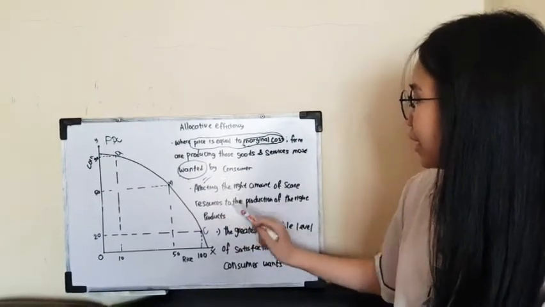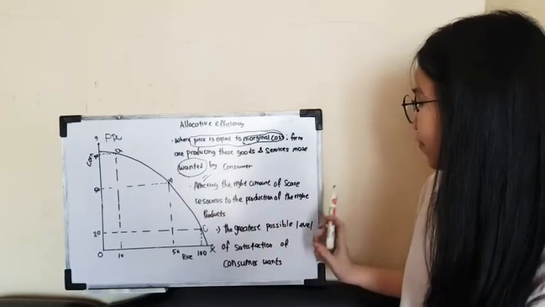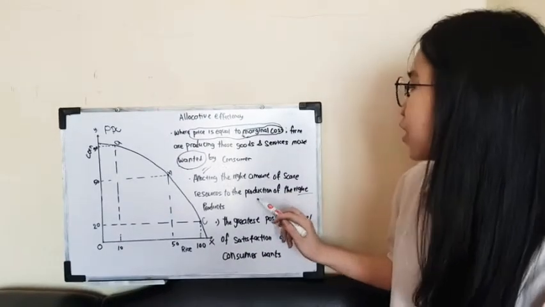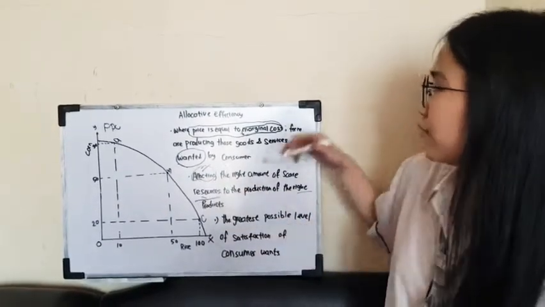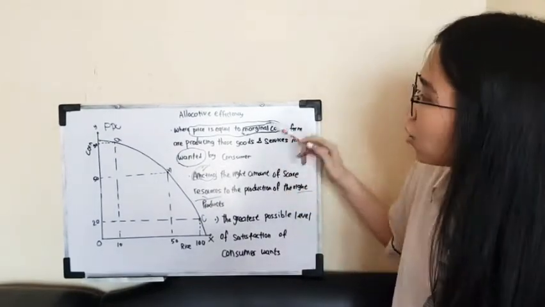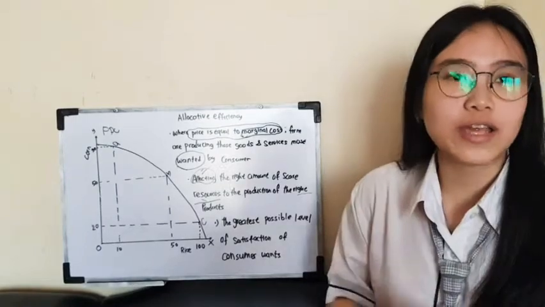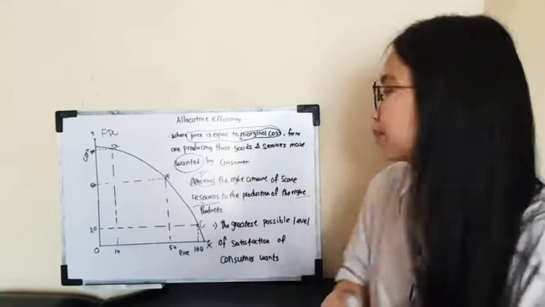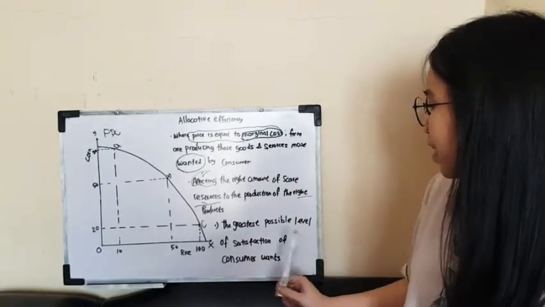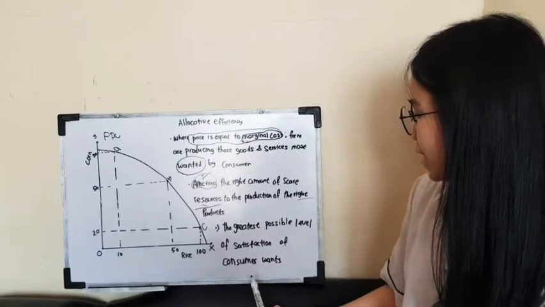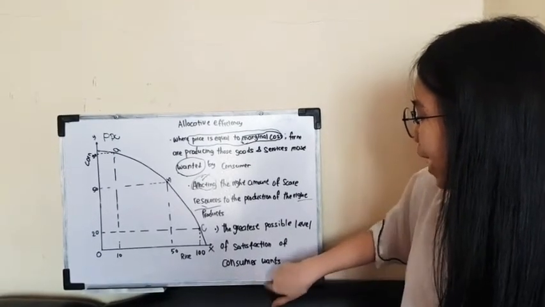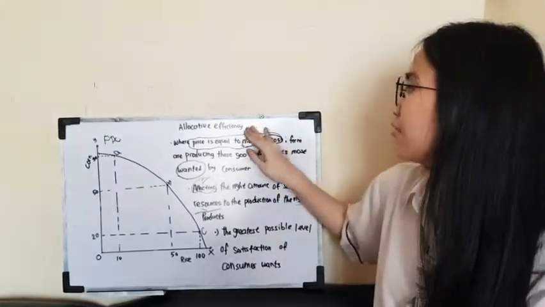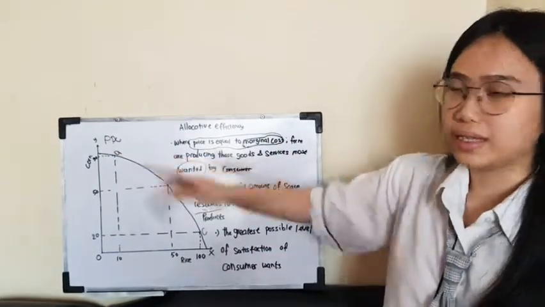Next point, allocating the right amount of scarce resources to the production of the right product. Just as I said before, the allocation of resources is very important for allocative efficiency. Also, we need to be able to allocate our resources based on consumer wants and needs. It is very important for us to remember that. Next point, the greatest possible level of satisfaction of consumer wants is achieved when allocative efficiency is accomplished. Now, allocative efficiency can also be explained through our PPC.